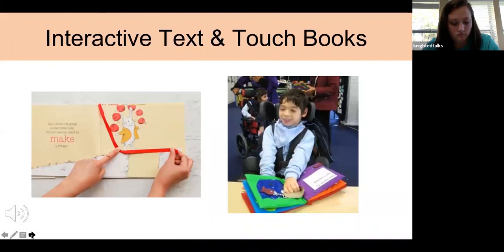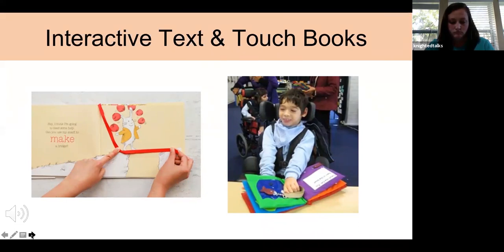Children need ways to interact with the text that they're reading. So let's check out this book on the left. I have not yet found the name of it, but I will let you know as soon as I do. But let me quickly read to you what it says. It says, "Hey, I think I'm going to need some help. Can you use my scarf to make a bridge?" So then the child will take that piece of ribbon and then use it to create a bridge. And that shows that they're understanding what the directive was, and also what's happening in the story.